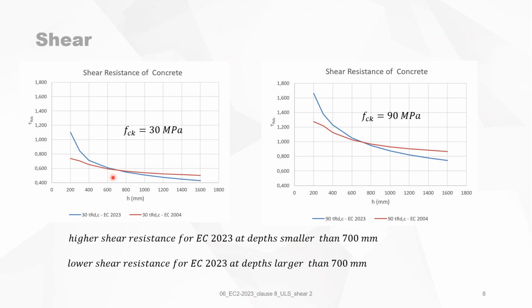When the depth is larger than 700 millimeters, then we have a lower resistance, because the blue line, which is the version of 2023, is below the red line, which is 2004. So for large beams, we have a lower capacity. For smaller beams, we have a higher capacity, and for very small beams, the capacity difference is much more pronounced.